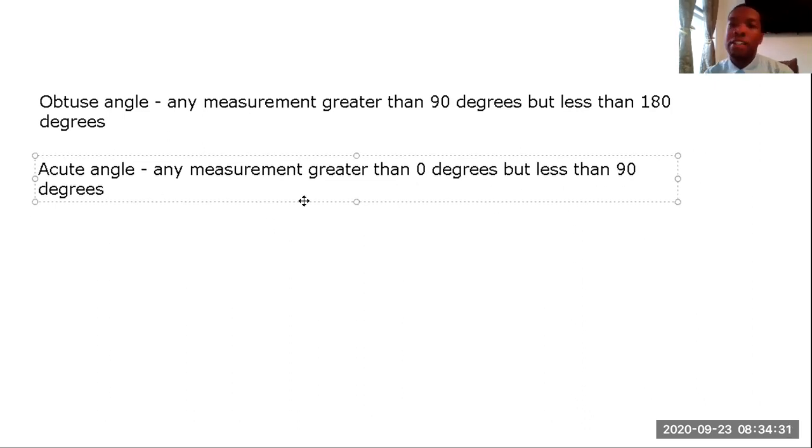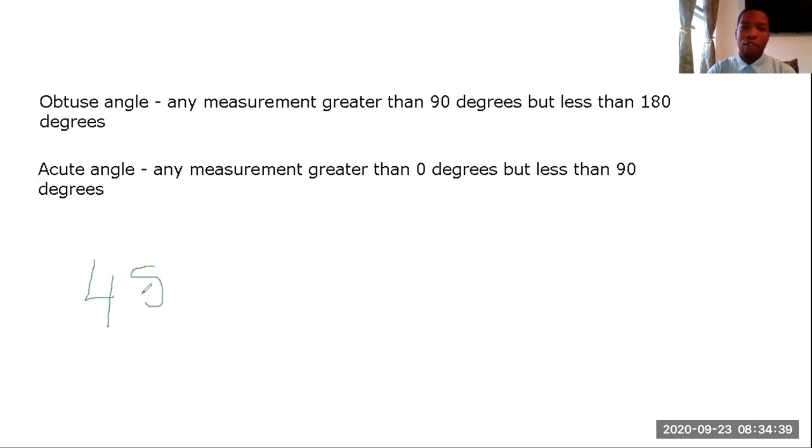So when we did that pizza and it had 8 slices and our measurement came out to 45 degrees, I think. That 45 degrees, would that be an obtuse angle or an acute angle? So go ahead and put that in the chat. Acute, it would be an acute. So let's put acute because 45 is between 0 and 90.